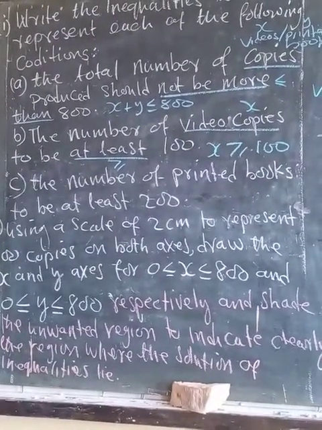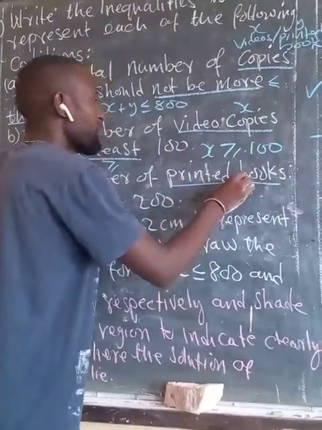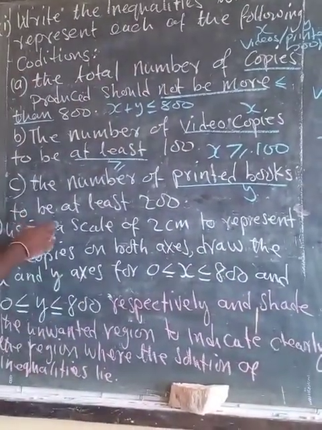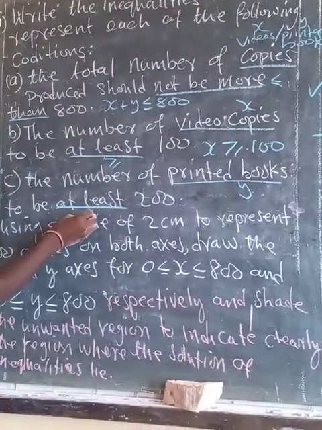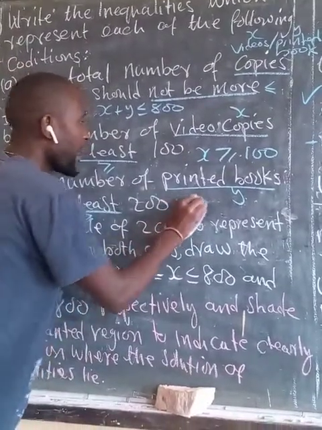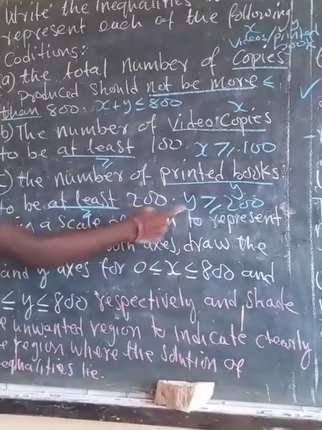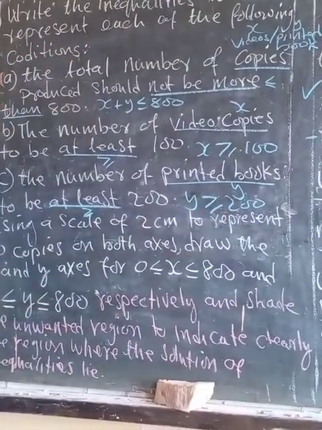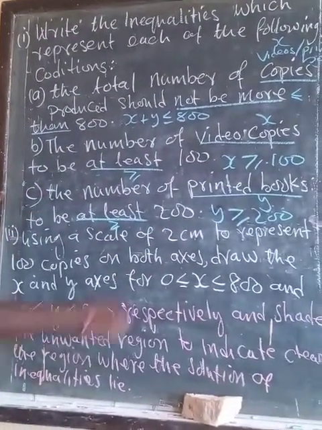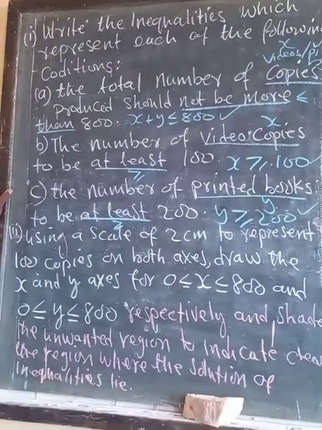Then what about the third inequality? The number of printed books, represented by letter Y according to the statement here, to be at least, again we know the symbol is greater than or equal to 200. So they are saying that Y should be greater than or equal to 200. Printed books should be greater than or equal to 200 to maximize the profit. So you have your three inequalities.